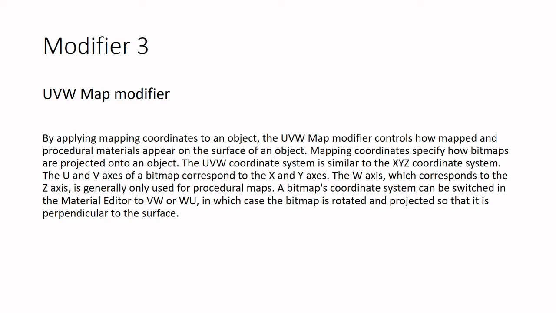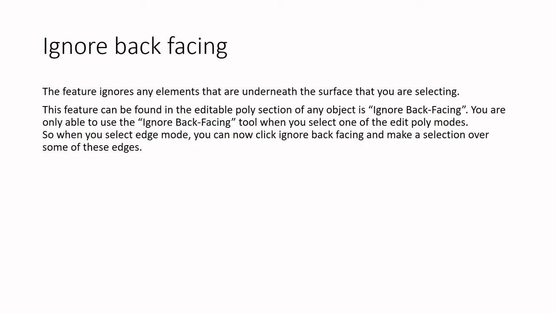A bitmap's coordinate system can be switched in the material editor to VW or WU, in which case the bitmap is rotated and projected so that it is perpendicular to the surface. The ignore backfacing feature ignores any elements that are underneath the surface that you are selecting. This feature can be found in the editable poly section of any object, labeled ignore backfacing.